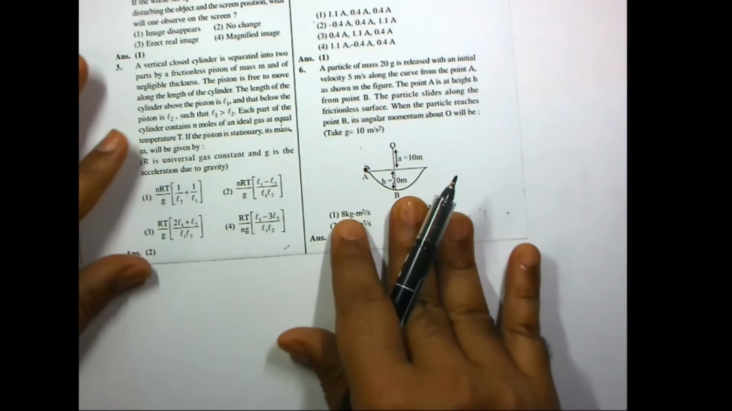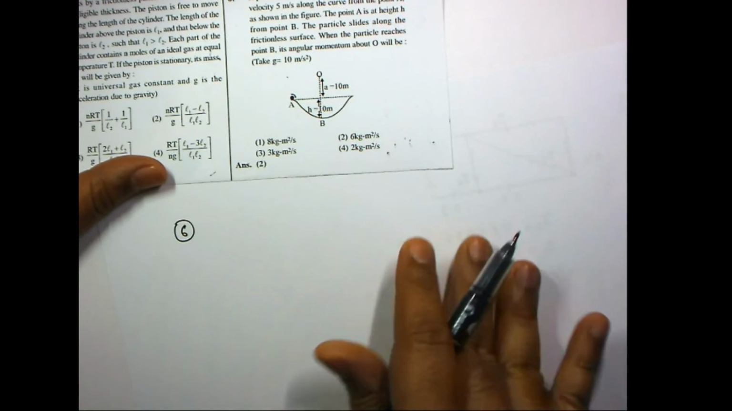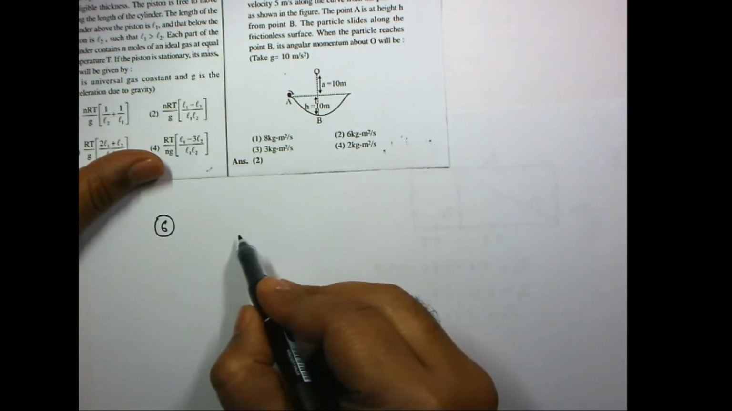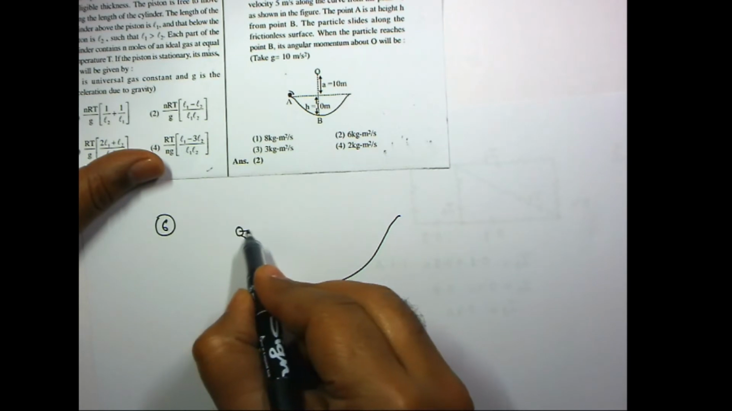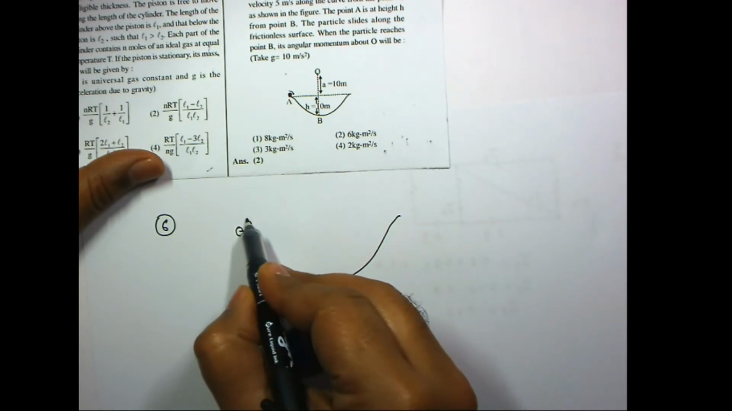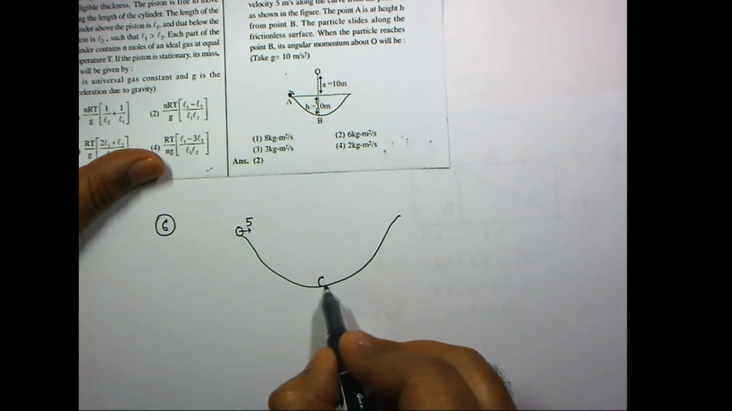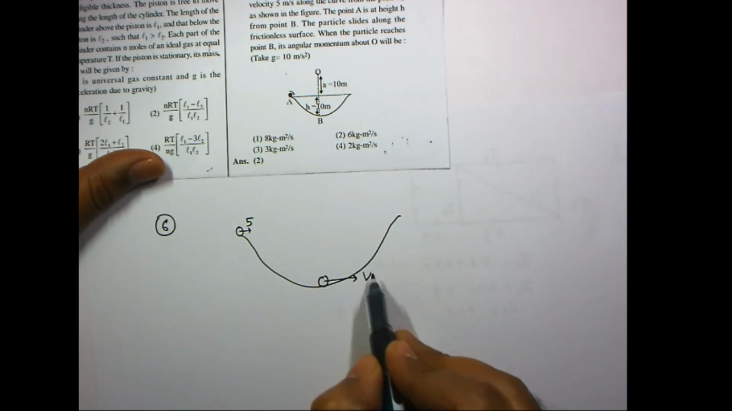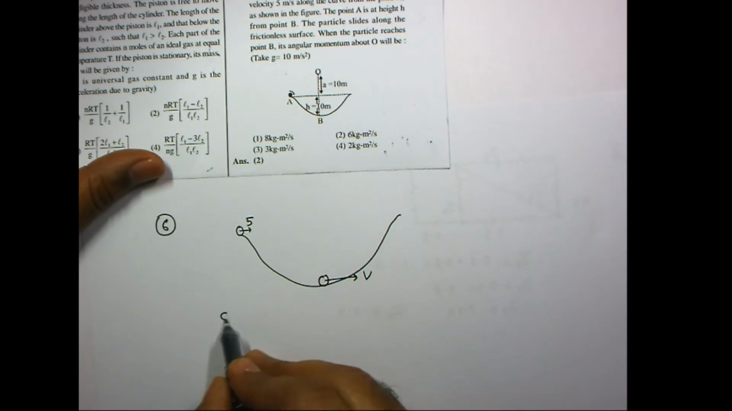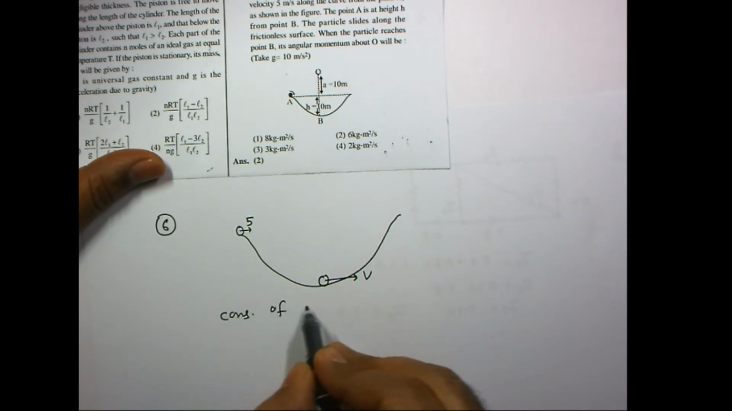So let us solve this question. Question number 6. The track is something like this. Initial velocity at this location is given as 5. You have to find velocity at this location. To find velocity at this location, we should apply conservation of energy. So applying conservation of mechanical energy.